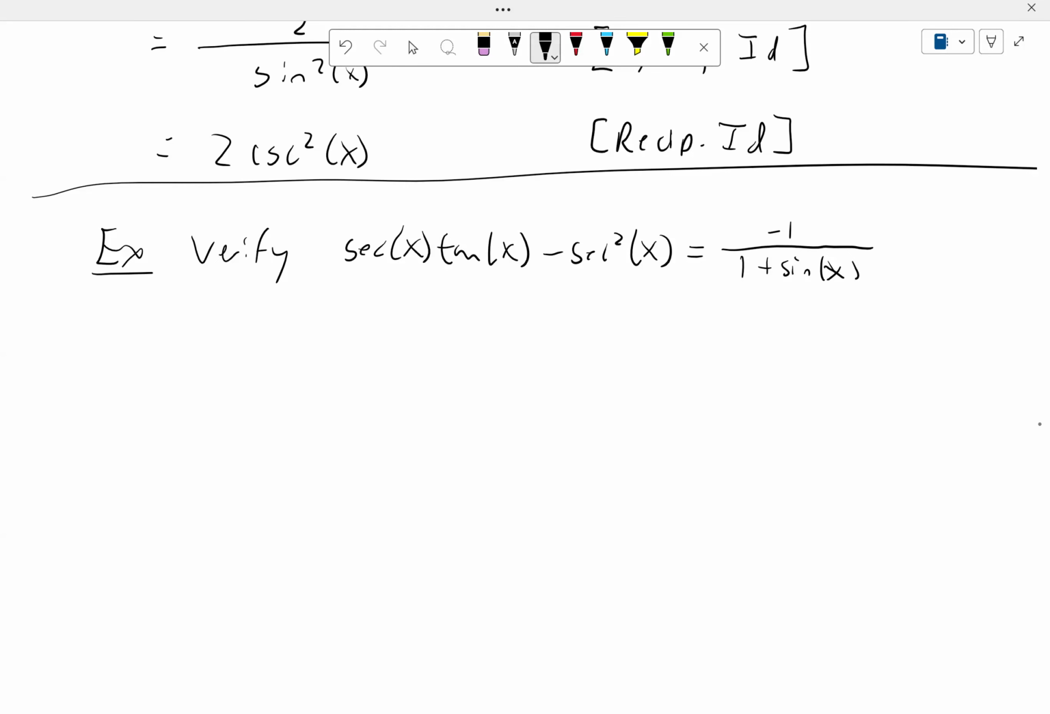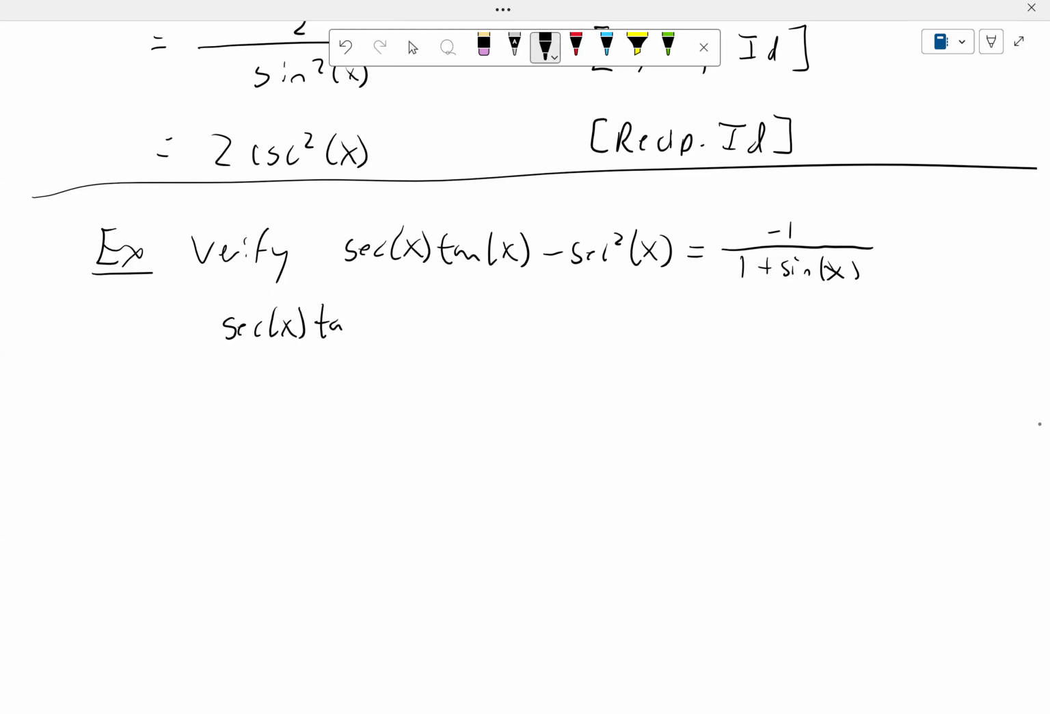So now we want to approach this the same way. We want to take the more complicated side and show that it's equal to the less complicated side. You might look at this for a second and say, well, which one of these is the more complicated side? Because on the left-hand side, I have secants and tangents and secant squareds, so that's complicated. But on the right-hand side, I have this fraction with a 1 plus sine of x in the denominator. So which one is more complicated? I think the left-hand side is more complicated because secants and tangents are harder to work with, basically. So I'm going to start with the harder side, which is the left-hand side.